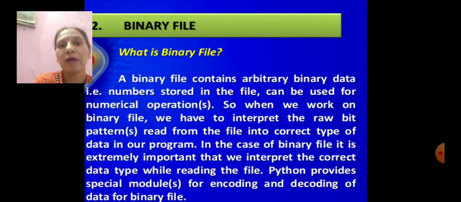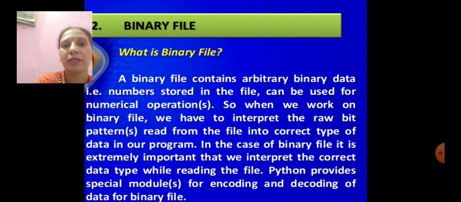Text files are stored in human readable form, and they can also be created using a text editor. Then we have a binary file. A binary file contains data in the form of 0 and 1, and in binary files we store mostly images, audios, videos, GIF files, JPGs, etc.